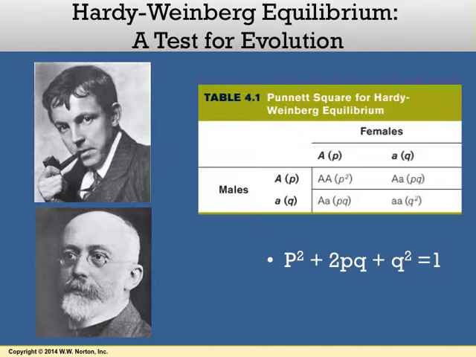But if the gene frequencies do change, then mutation, natural selection, gene flow, or genetic drift, which are all causes of evolution, must have occurred. Hardy-Weinberg can be difficult for some students to understand. Do not be intimidated by the math. It is quite simple. Let's go through it step by step.